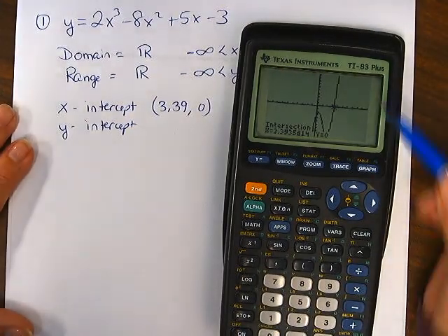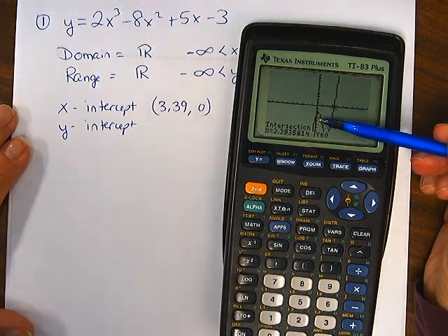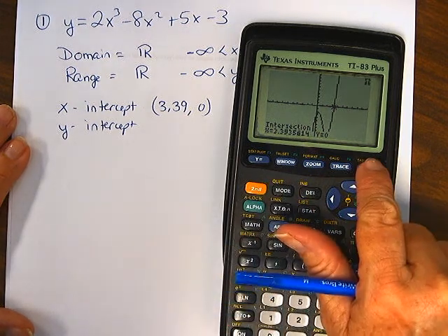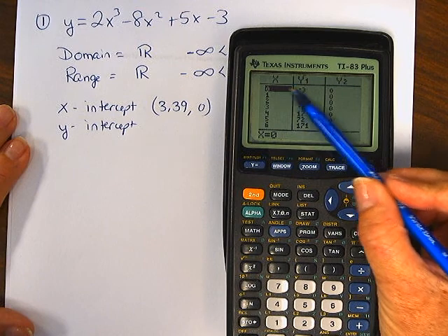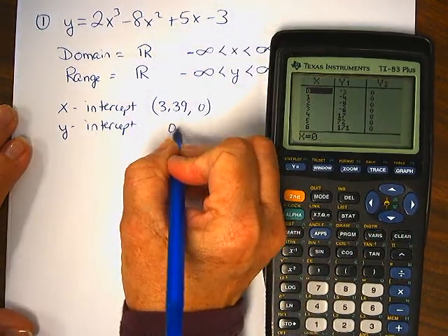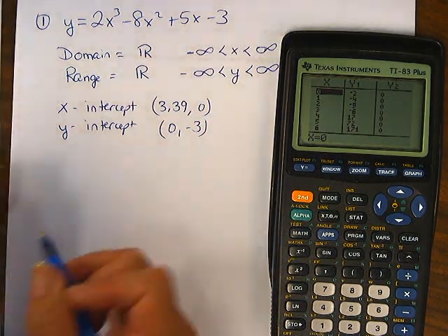Our y-intercept, that's going to be when x is 0, what is the y value? So we can go to our table of values to find that. So second table, and so when x is 0, y is negative 3. So our y-intercept is at 0, negative 3. Well, that's a lot nicer, isn't it?